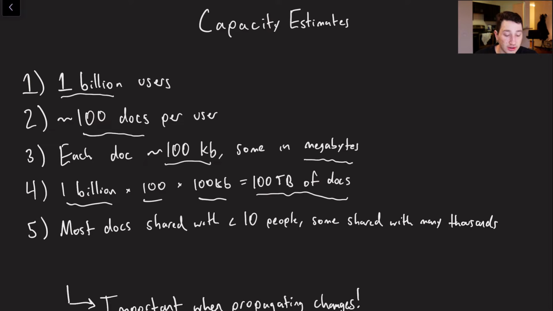Storage is not going to be our constraint here. Another thing is that most documents are shared with less than 10 people, and some might be shared with many thousands. This is going to be important when we discuss how we can actually propagate the changes for a given document over to all of the interested users. So I wrote that over there.